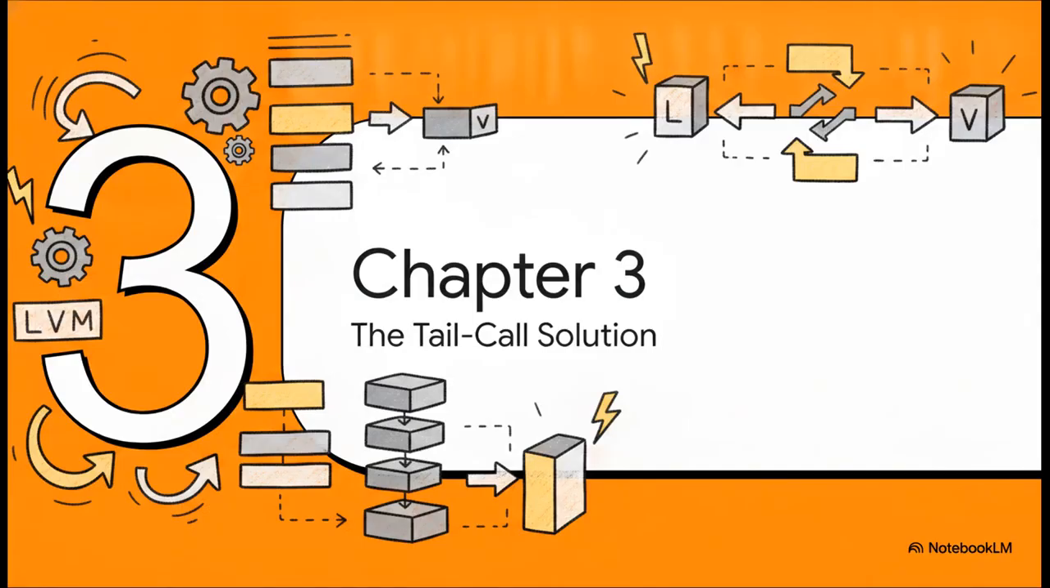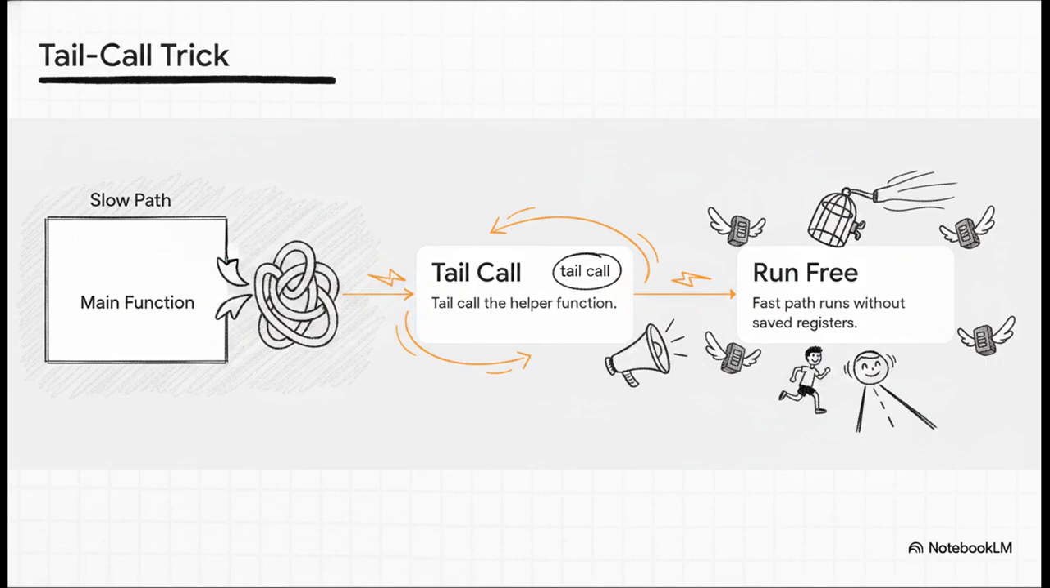Chapter 3, the tail call solution. Masgray outlines this absolutely brilliant compiler-level breakthrough for LLVM. It's all about tricking the compiler into letting that fast path run completely free. Step 1. We take all that heavy, slow path logic for growing the vector and move it out of line. We basically quarantine it into a separate helper function. Step 2. We tail call it.